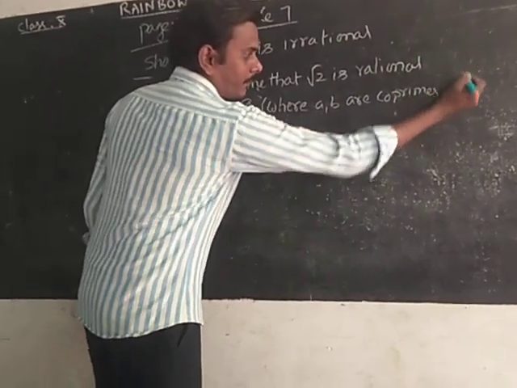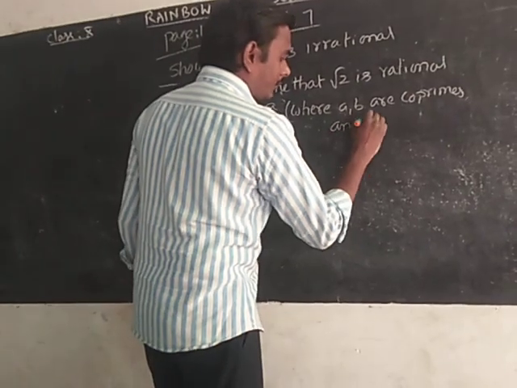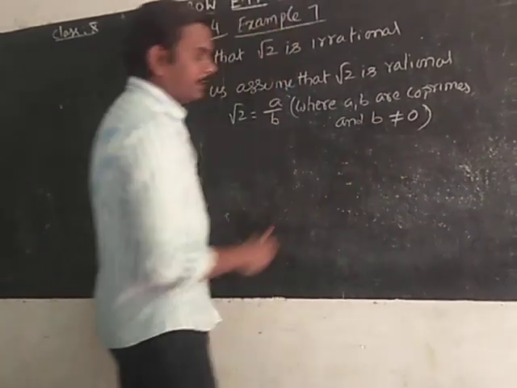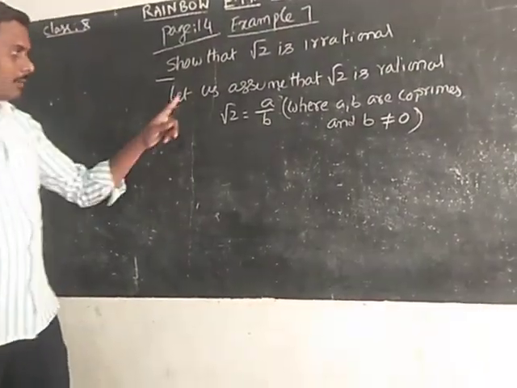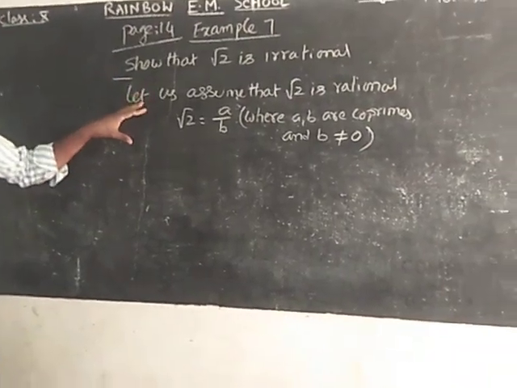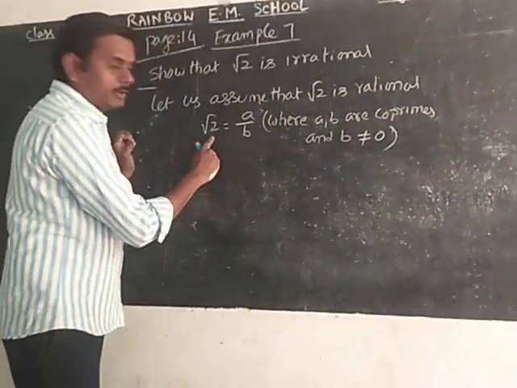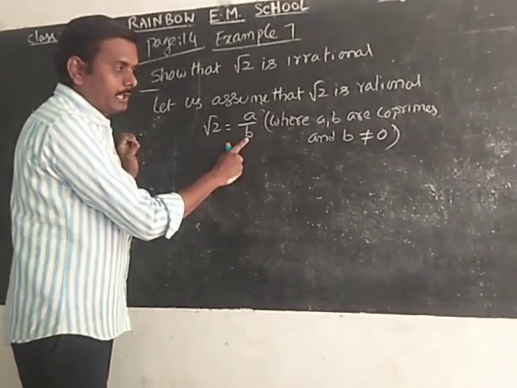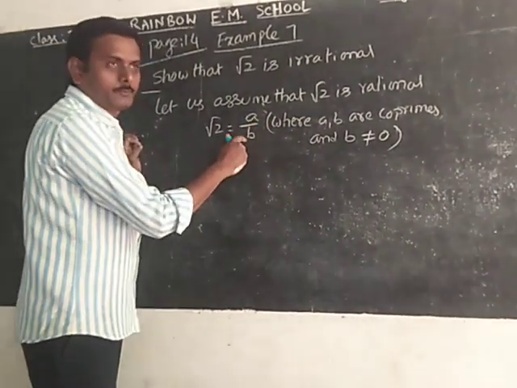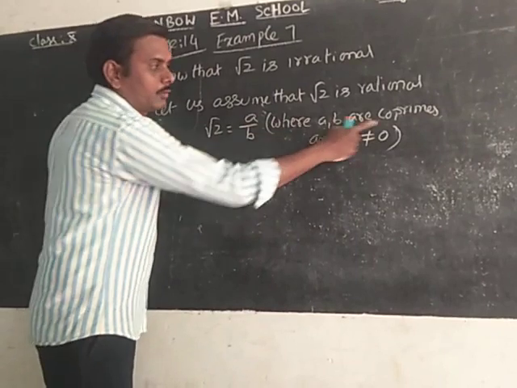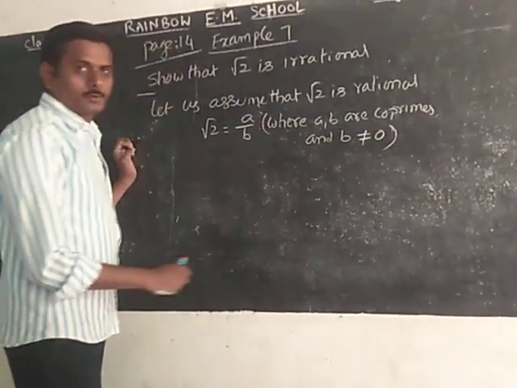a, b are co-primes and b is not equal to 0. What is the first assumption? Let us assume that root 2 is rational and root 2 equal to a by b. That means this is the rational number form, where a, b are co-primes and b is not equal to 0.